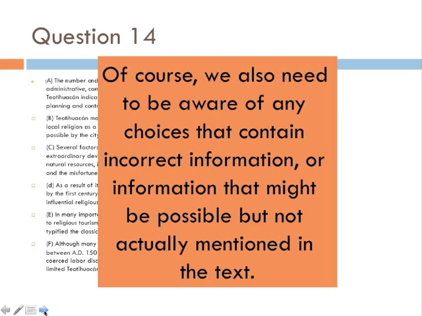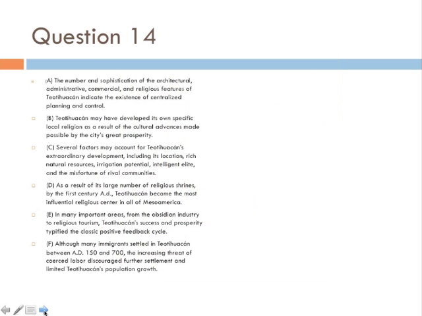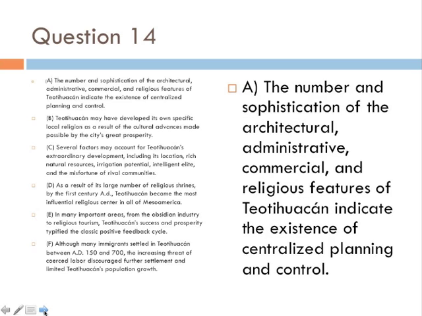Now, don't forget, of course, that there could be answer choices that may also contain incorrect information, or information that might be possible but not actually mentioned. So, of course, this is always a standard TOEFL trick, so we can't forget that as well. As we're looking at each answer choice one by one, let's look at how the particular questions are worded, and if we think that they themselves are expansive enough. So let's look at each one.